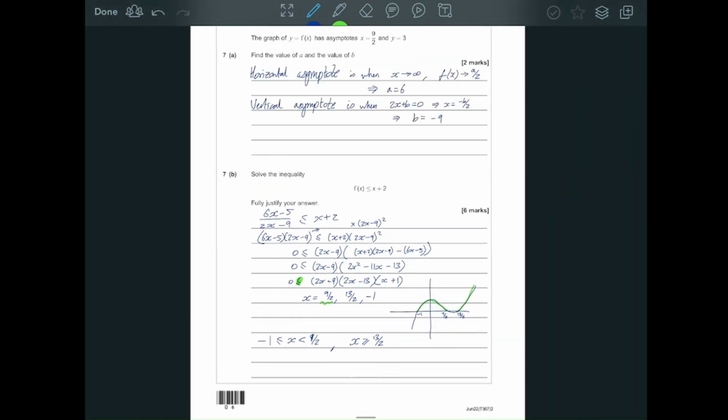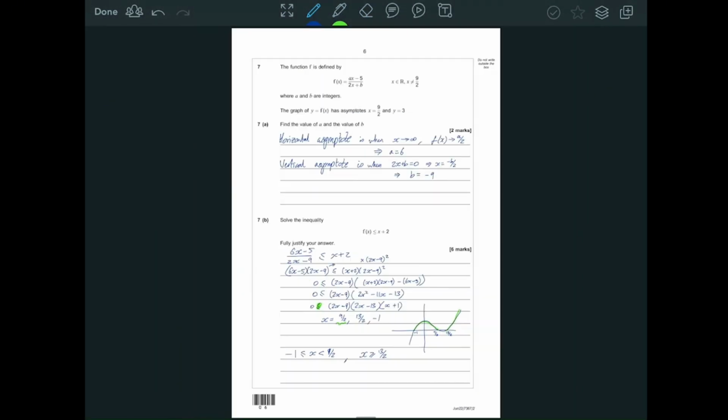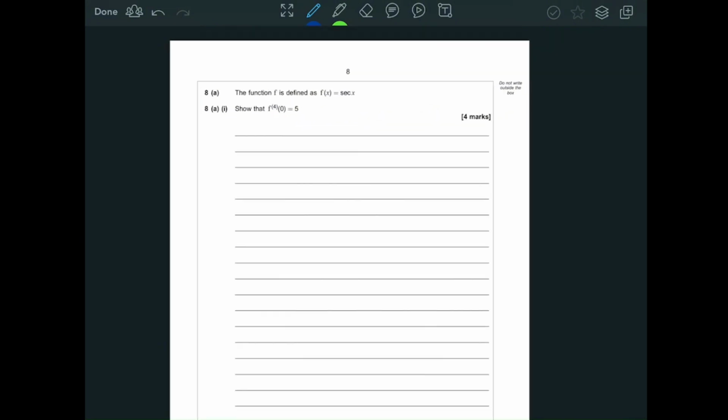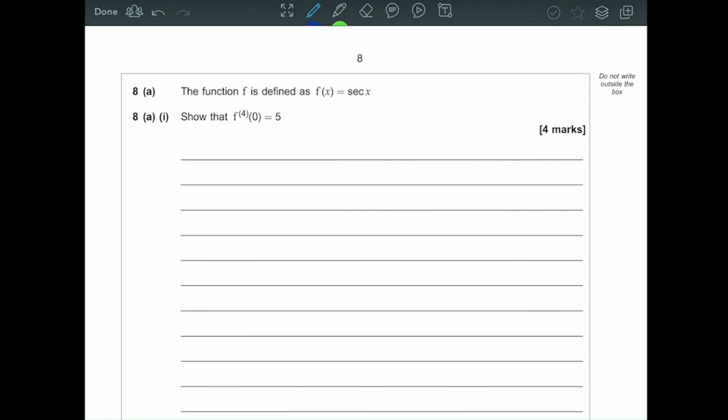Brilliant. Moving on to, they gave you a lot of working space for this one. Moving on to question 8. We have a function f defined as sec. Okay, so this notation means that we have to differentiate it 4 times, which can be a little bit awkward. I am going to rewrite sec as cos x to the -1, and I'm just going to start differentiating.